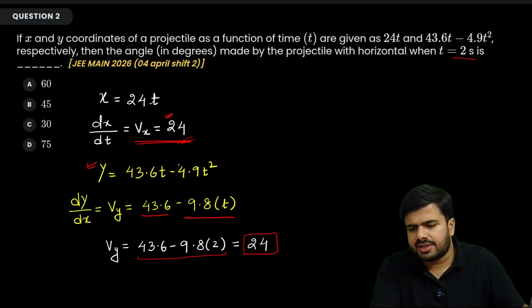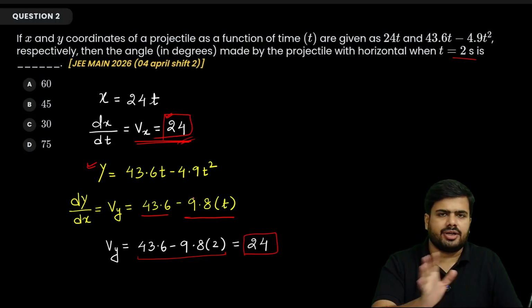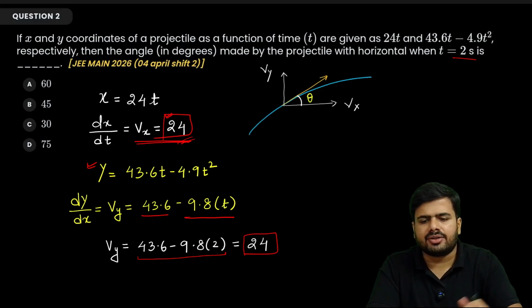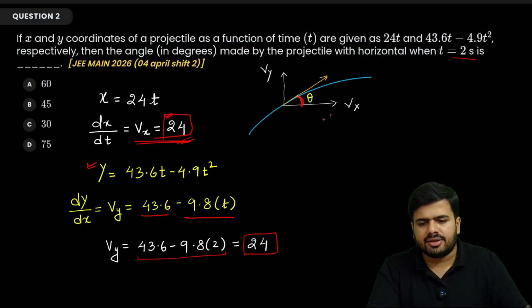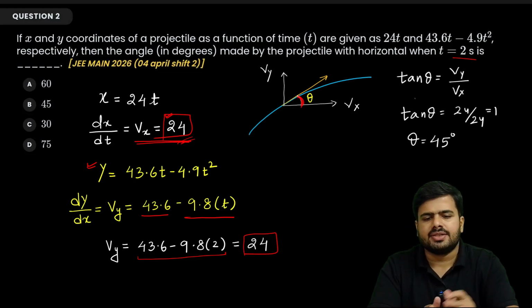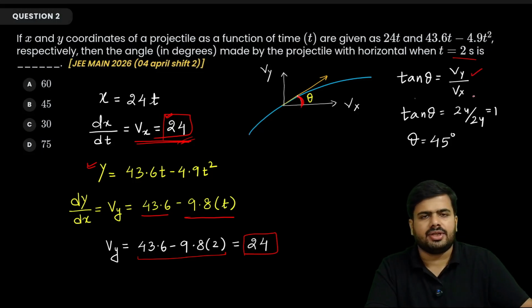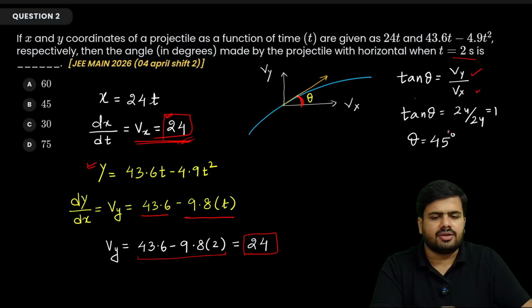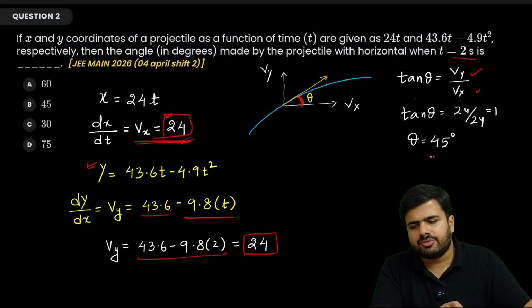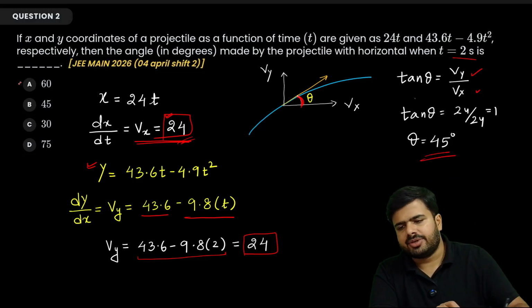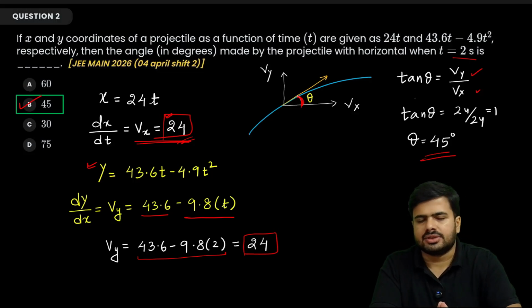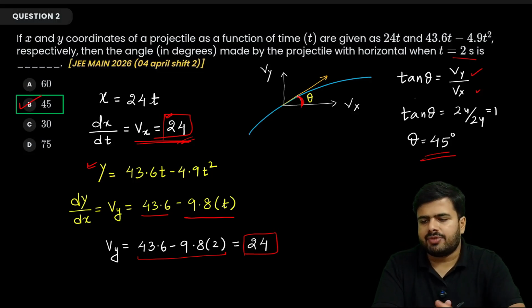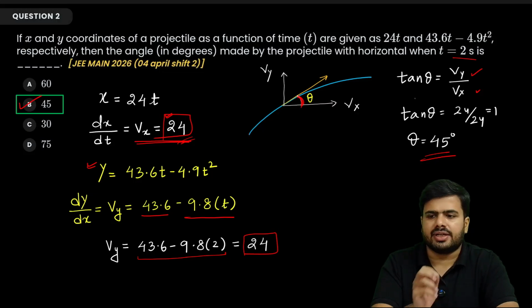Here velocity of y is 24, velocity of x is also 24. Then we can easily find the angle. Right now for the projectile, theta is this angle. Tan theta is vy by vx, the velocity along y direction by the velocity along x direction at this instant, 24 by 24. So we are getting theta as 45 degrees. So 45 degree, option B, is the right answer. So for question number 2, 45 degrees is the right answer. Let's move on to the next question.